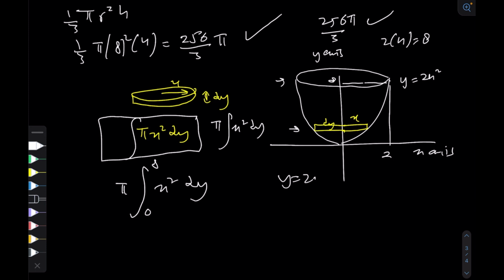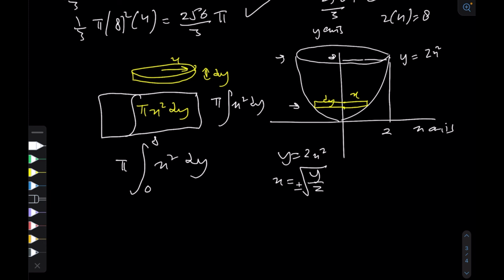So y is 2x squared, which means x would be y over 2. Actually, we did not need to do this because once it gets squared, you will get the same thing back. So instead, I can just make x squared the subject. So x squared is y over 2. So pi multiplied by the integral from 0 to 8 of y over 2 dy.